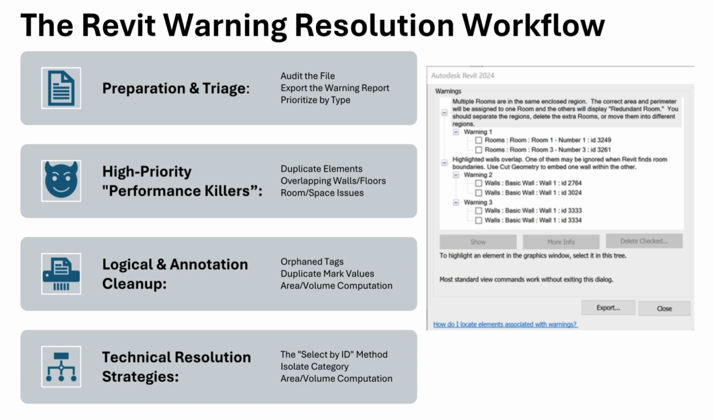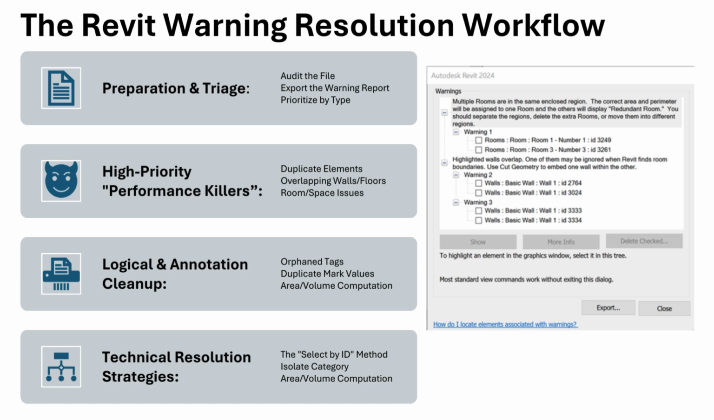Clearing hundreds of warnings in a large Revit model is overwhelming. Start by focusing on high-impact warnings that affect performance or cause major issues, using the Revit Warning Resolution Checklist. Start with smart preparation. Audit the file, export the warning report, and group issues by type.